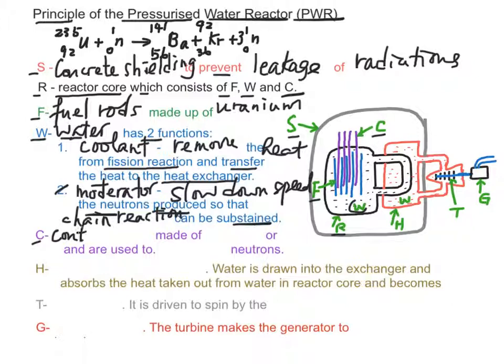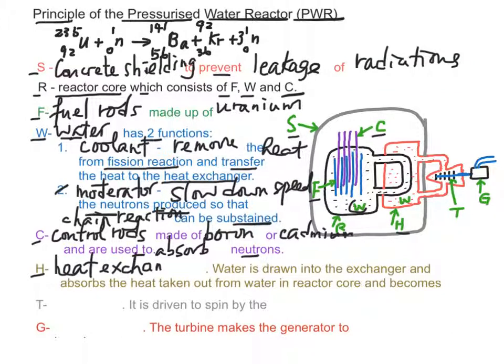C are control rods made up of boron or cadmium, which are used to absorb neutrons. H is the heat exchanger. Water is drawn into the heat exchanger and absorbs the heat taken out from the water in the reactor core. Therefore, the water will be changed to steam.